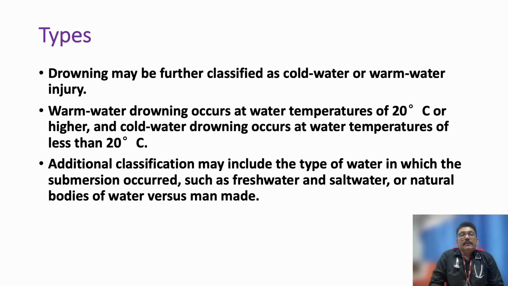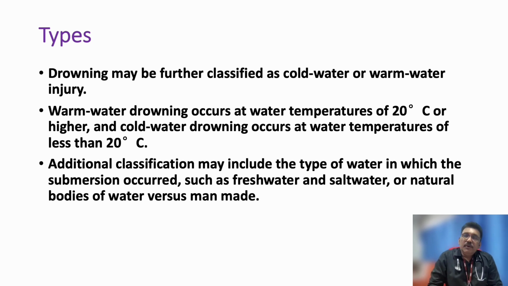Drowning sometimes can be classified under two important headings. One is cold or warm water injury. Warm water drowning occurs when the water temperature is 20 degrees Celsius or above. Cold water drowning occurs at water temperature less than 20 degrees Celsius. Additional classification may include the type of water in which the submersion occurred, such as fresh water, salt water, natural bodies of water versus man-made water.